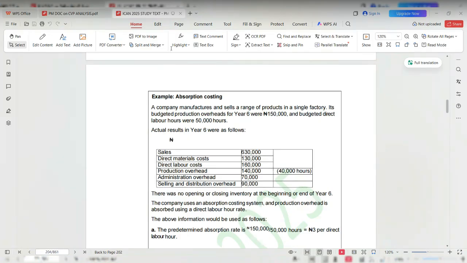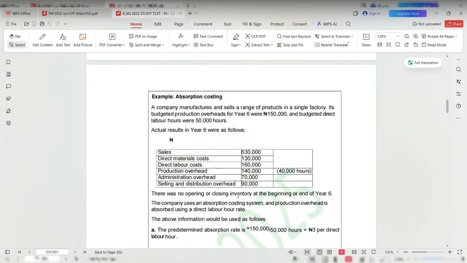So now, in that question we were given, we have 150,000 as our budgeted overhead, and then we have, I think, 50,000. We have 50,000 as our projected activity level. That means our overhead absorption rate is actually 3. I'll just use that one to explain.